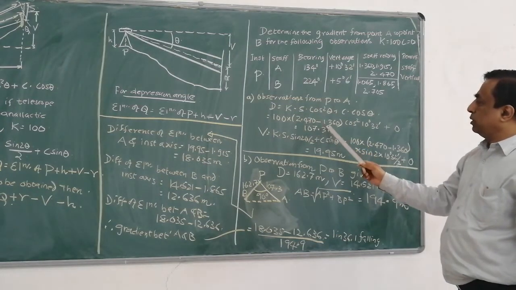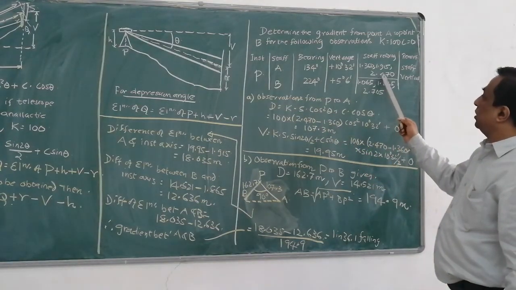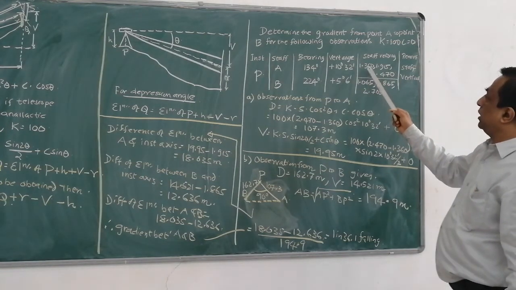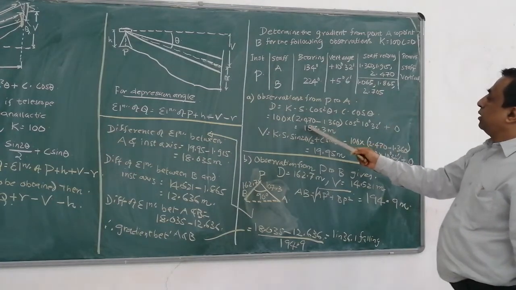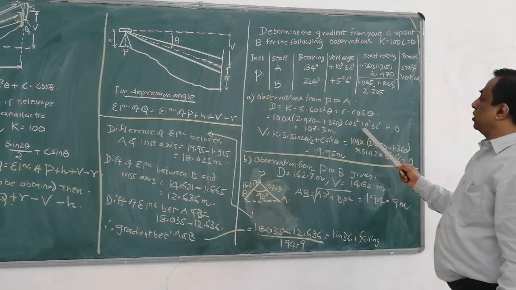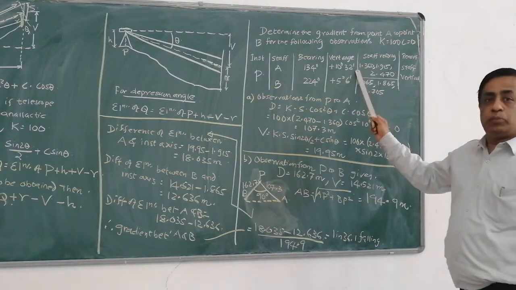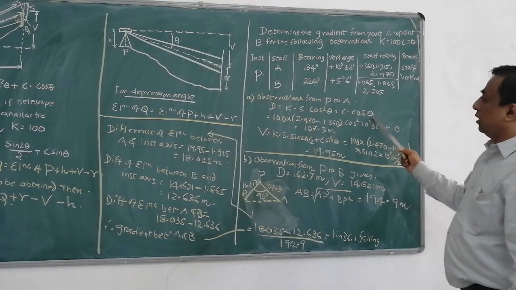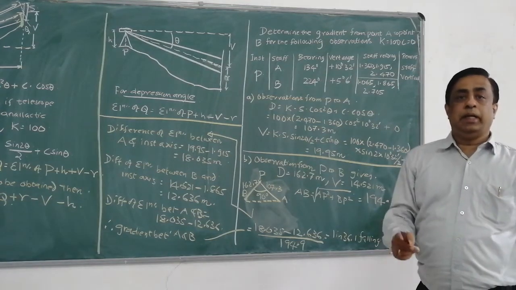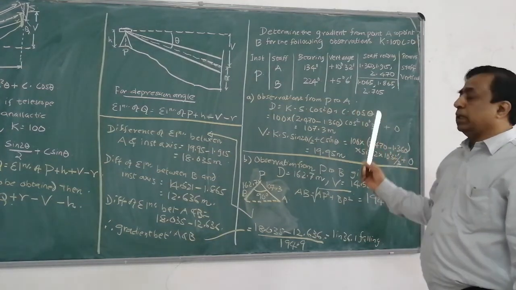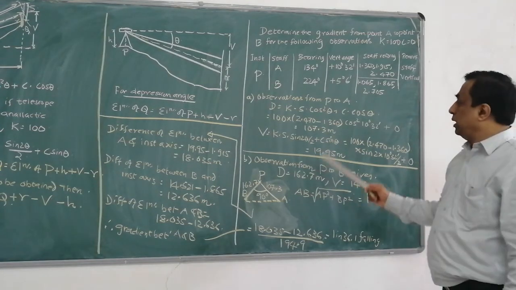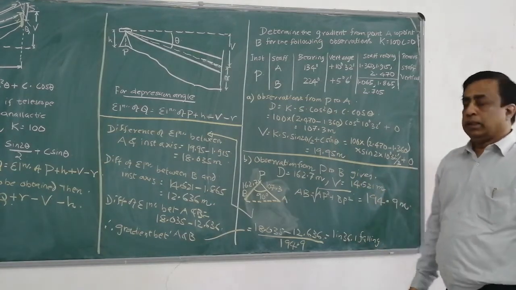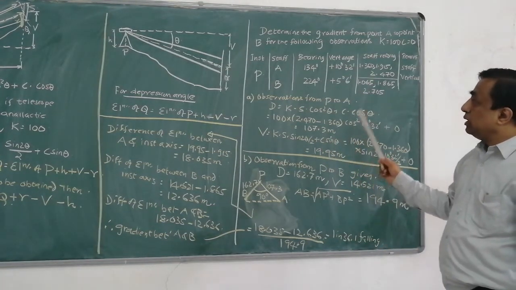S is the staff intercept, that is the top wire reading minus bottom wire reading, 2.470 minus 1.360, times cos squared of 10 degrees 32 minutes. Plus, since C is 0, the C cos theta component will become 0, because when you put 0 here, everything becomes equal to 0. When you simplify this, it will be 107.3 meters.